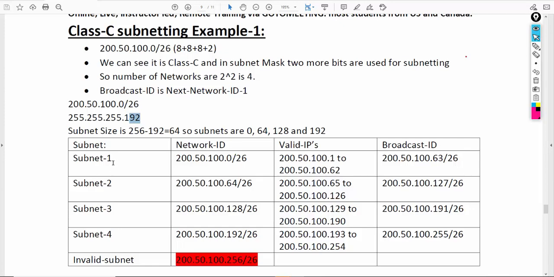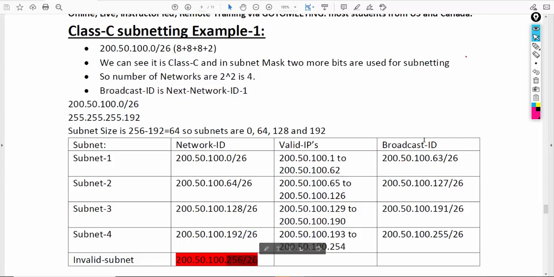Now you can write down a chart: subnet 1, subnet 2, subnet 3, subnet 4. Subnet number 1 is 0/26, then 64/26, then 128/26. You keep on adding 64. Then 192/26. Finally, you get the invalid subnet, 256/26.